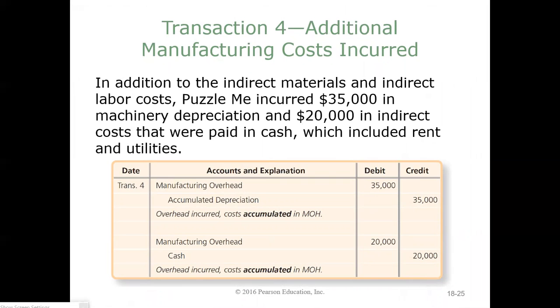Let's see, additional manufacturing costs incurred. In addition to the indirect materials and indirect labor costs, they incurred $35,000 in machinery depreciation, $20,000 in indirect costs that were paid in cash, which included rent and utilities. So manufacturing overhead goes up by $35,000, accumulated depreciation $35,000. Manufacturing overhead $20,000, cash goes down $20,000.